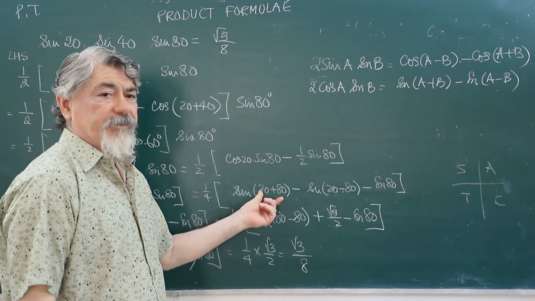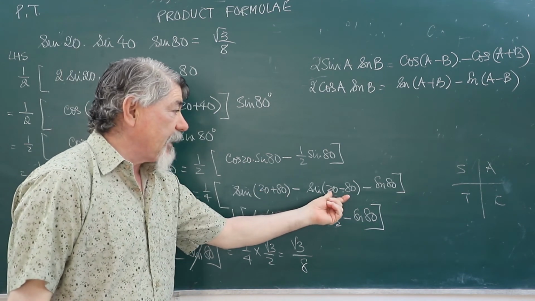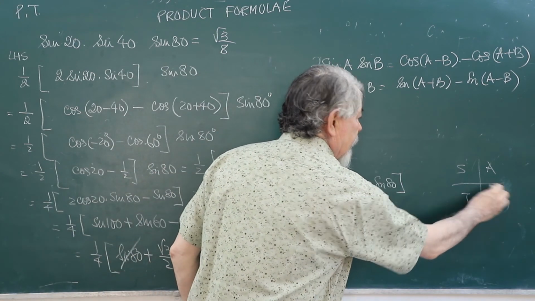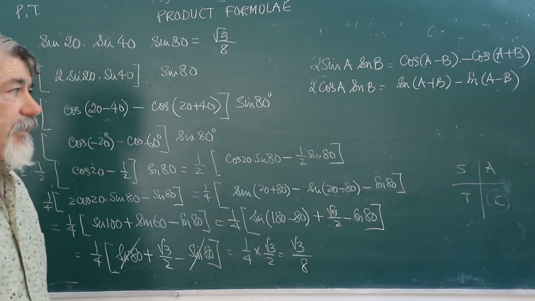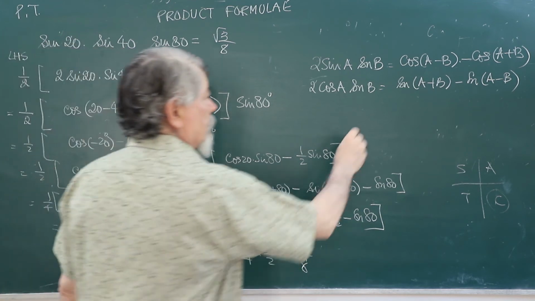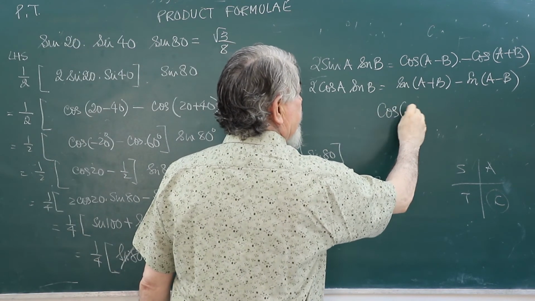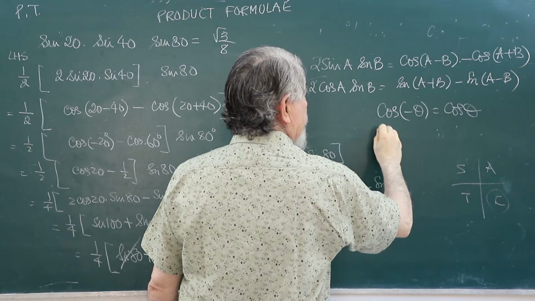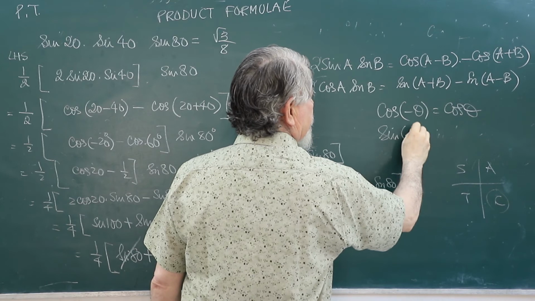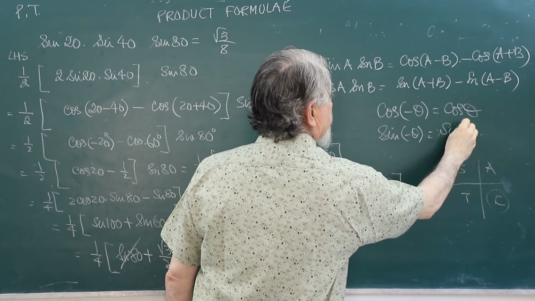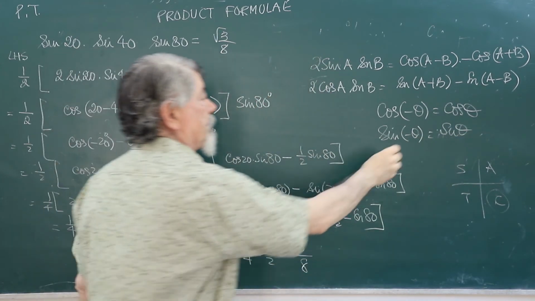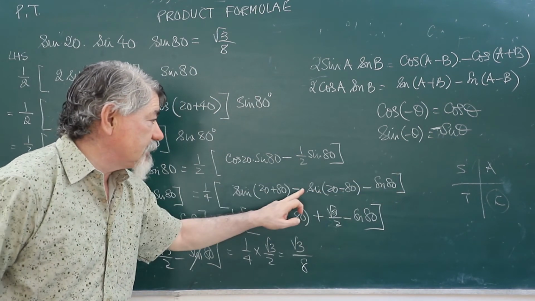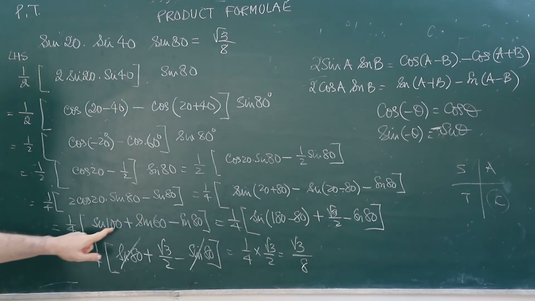20 plus 80 will become sin 100. This will become minus sin minus 60. It will fall in the fourth quadrant, and here sin minus theta is minus sin theta. Cos minus theta is cos theta in the fourth quadrant, and sin minus theta is minus sin theta. So it will become minus sin 80, it will become plus sin 80.